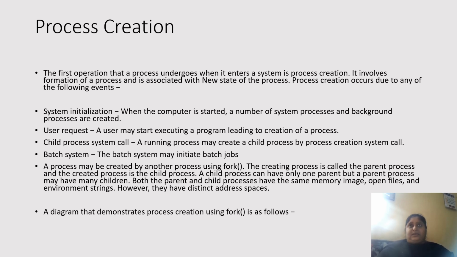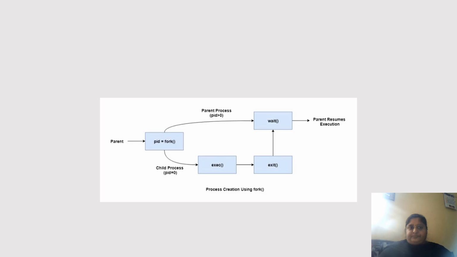Sorry, address that is ID. So a diagram demonstrates process creation using fork. And these are all the circumstances: system initialization, user request, child process system call, batch system. These are the circumstances when a process is created. So next we will demonstrate the process creation using fork.